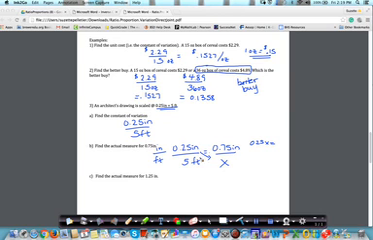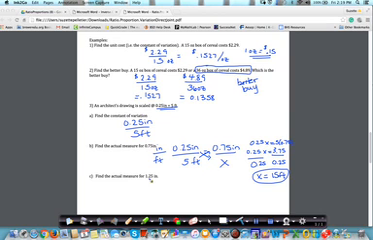0.25x equals 5 times 0.75, and we get 0.25x equals 5 times 0.75 is 3.75, and then we're going to divide by 0.25. And x equals 15. So it's actually 15 feet.